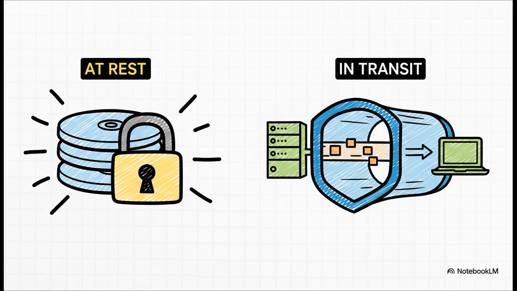But here's the thing. You have to protect your data in two different states. Encryption at rest protects the data while it's just sitting on the server's hard drive. But you also need encryption in transit to secure that same data while it's zipping across the network from the server to a user. You need both to be truly secure.